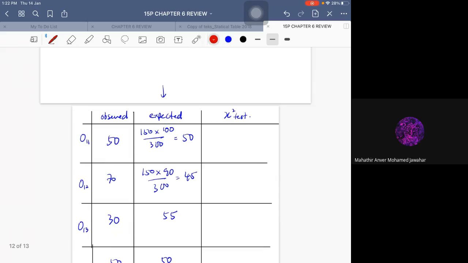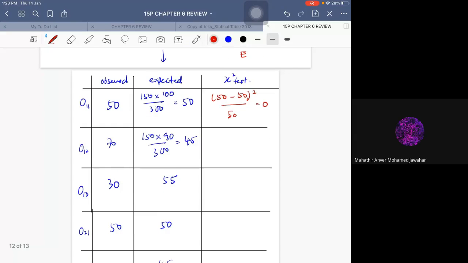We only have to find the chi-square test, and the formula is still going to be the same. It's going to be observed minus expected, squared, divided by the expected. For this case, observed is going to be 50 minus expected 50, squared, over expected. There's no need to calculate that, so this is obviously going to be 0.